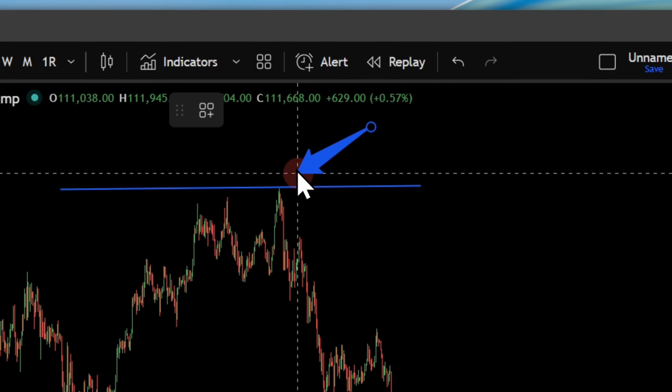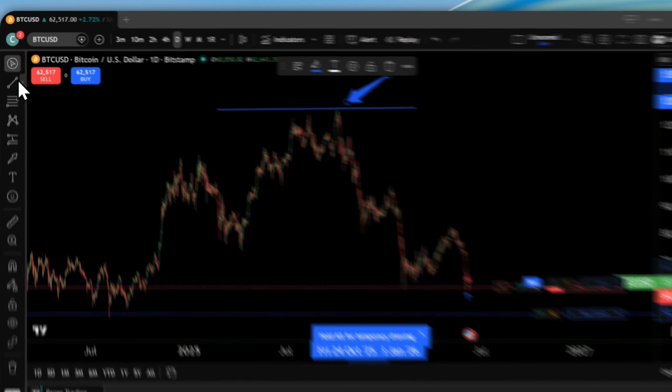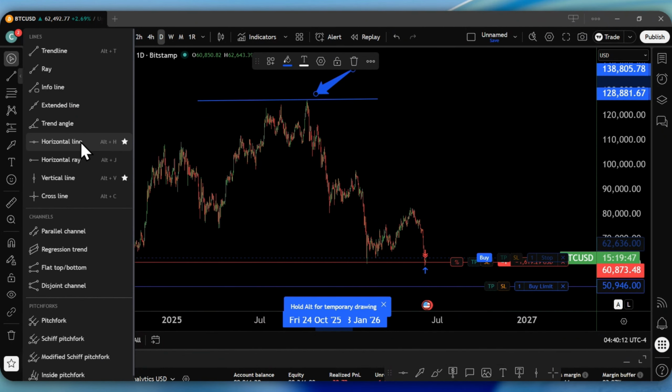Many beginners try to guess where price will go. Experienced traders first ask a different question: What is the market already showing me? That's where trend lines become useful.